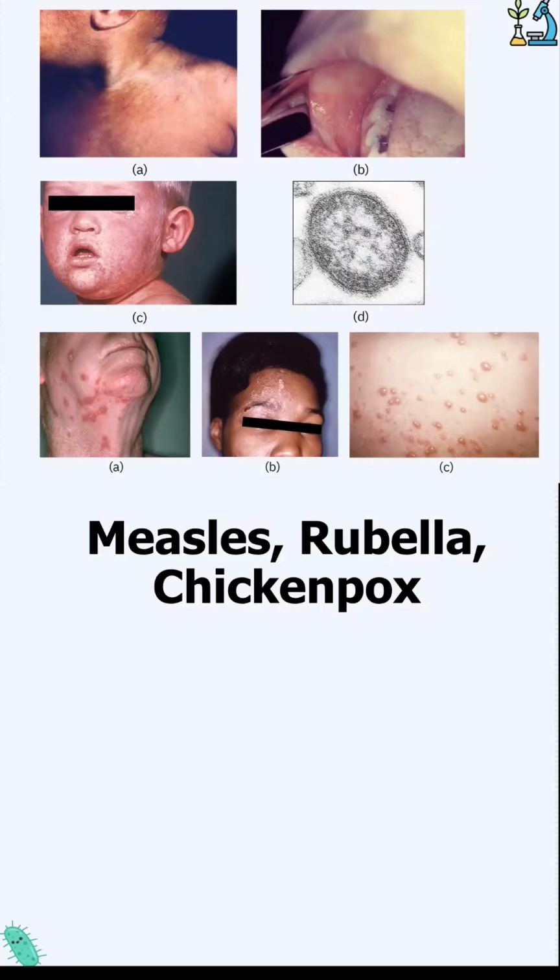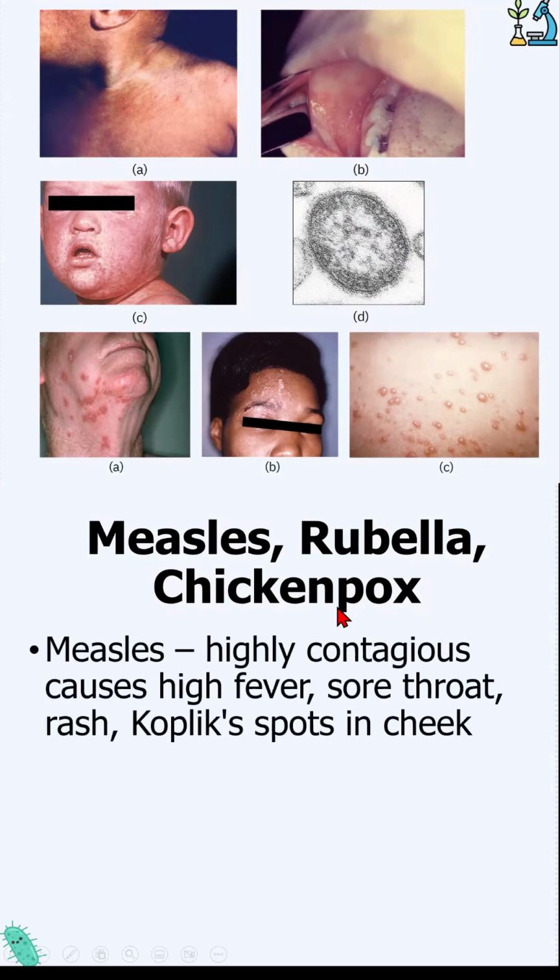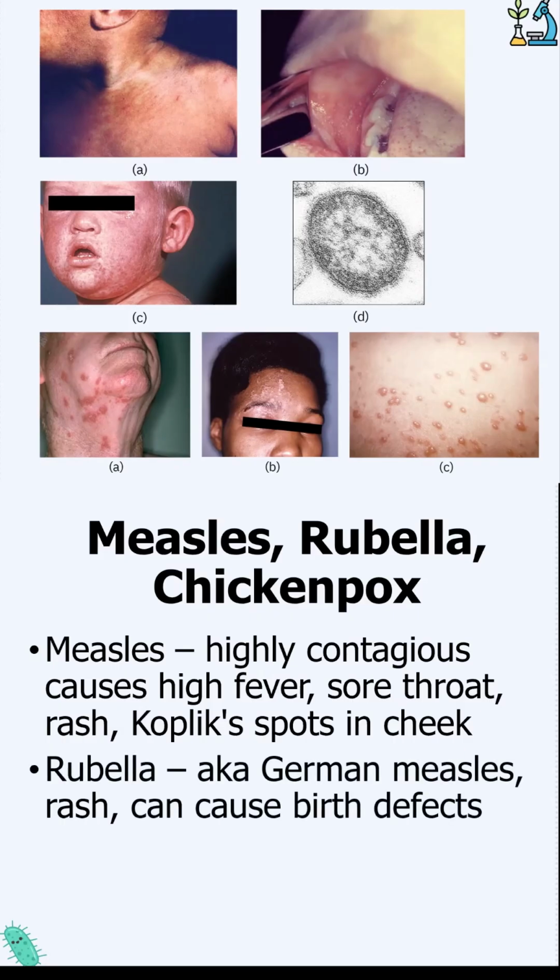All right, the last group I want to go over are the measles, rubella, and chickenpox. So measles, the name of the virus is called the measles virus. It's an extremely contagious virus that causes high fever, sore throat, rash, and you'll have these white spots when you look inside of the cheek. So yeah, that's the classic measles. Then we have rubella, also known as German measles. So you'll have the same kind of rash, but with rubella, women who are infected with rubella when they're pregnant, the child can come out with birth defects. So that's another issue with rubella.